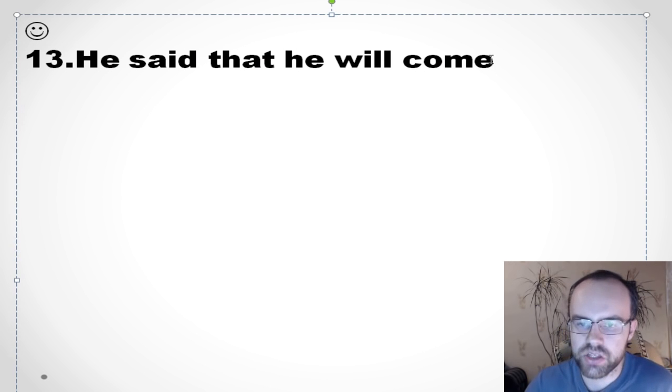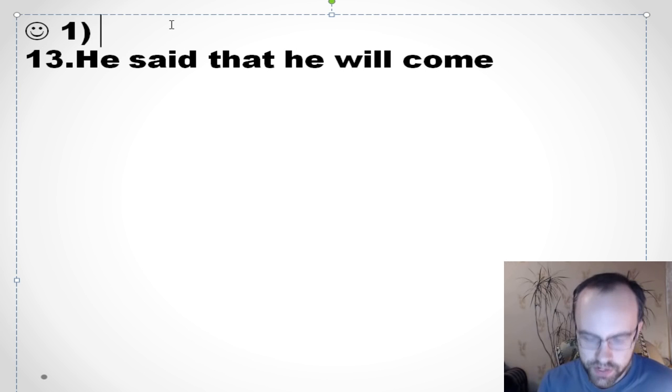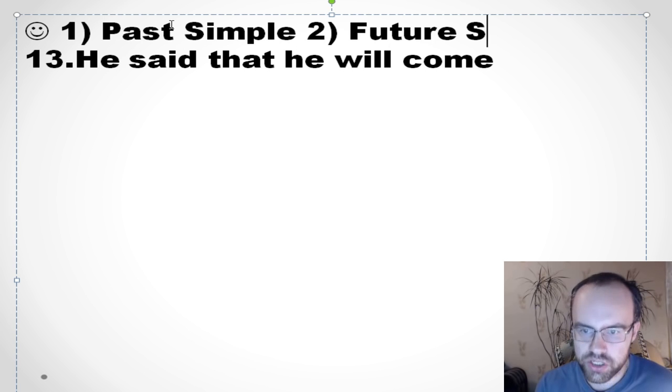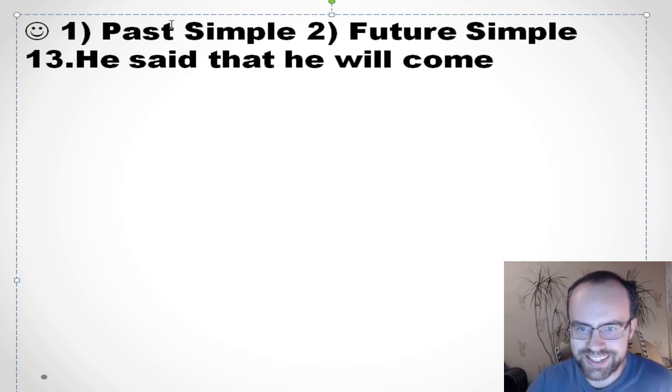He said that he will come. You may think it's good. So you see past simple in the first part of the sentence, and then you see future simple in the second part of the sentence. And you think, okay, so it's right, so he said that he will come, but it isn't right.